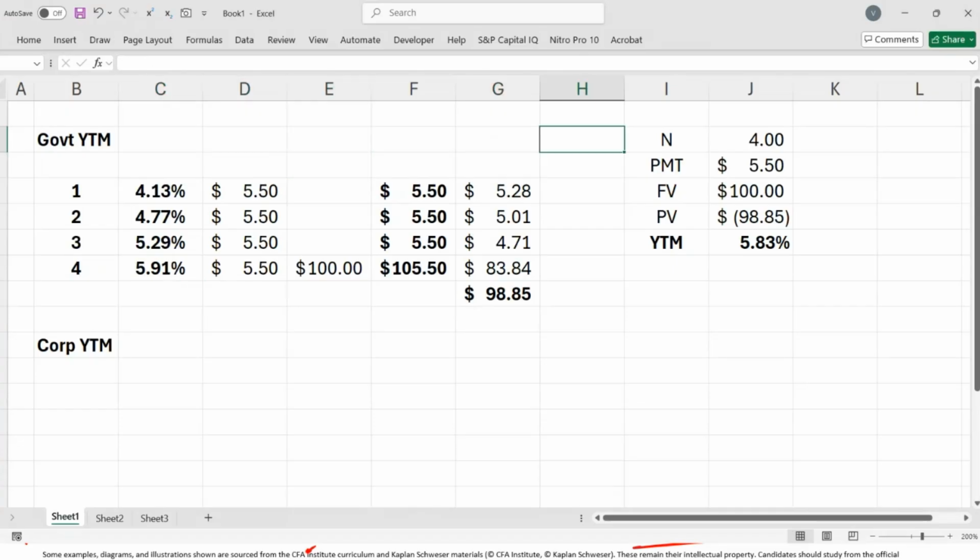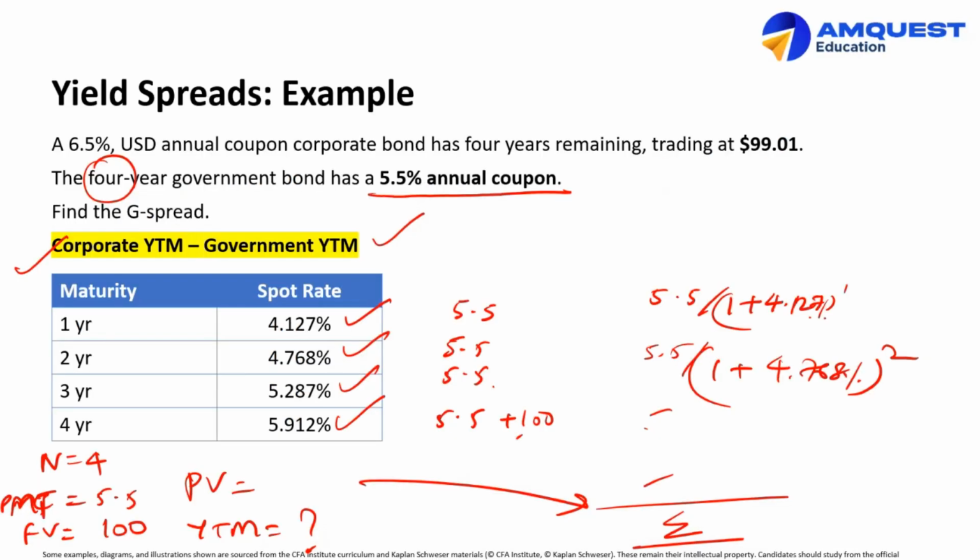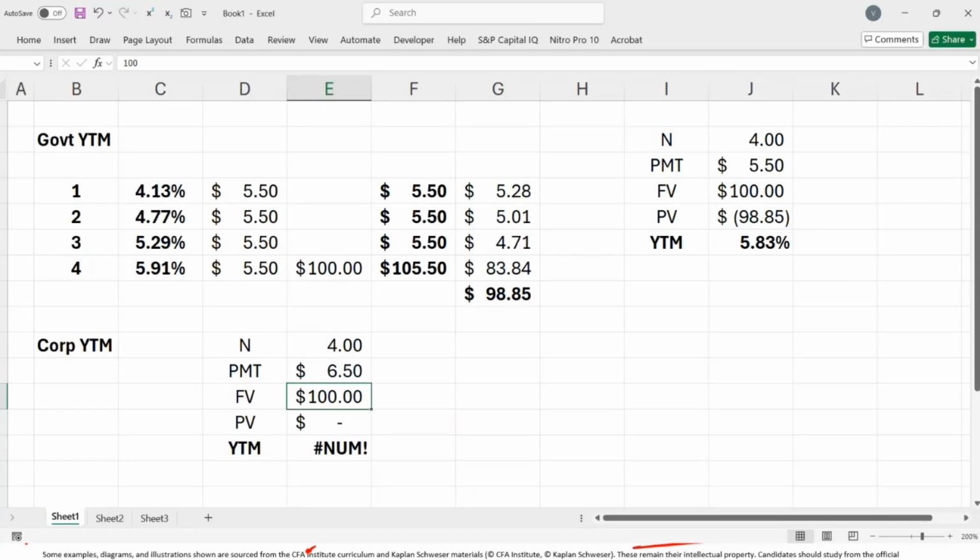So corporate YTM should be easy. We'll just copy this here. 4 years, $6.5, semi-annual or annual? Annual coupon bond, trading at 99.01. And this is your YTM for 6.5, 6.5, right? Yeah, 6.5. Perfect. 6.79%.